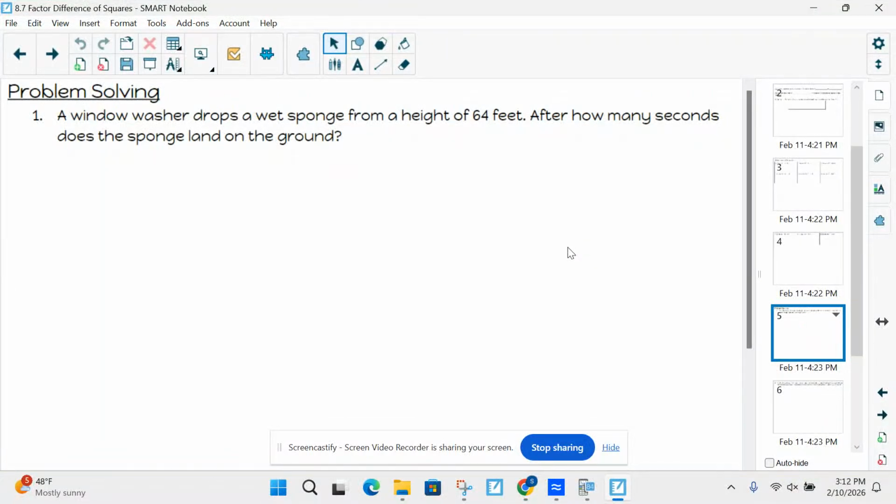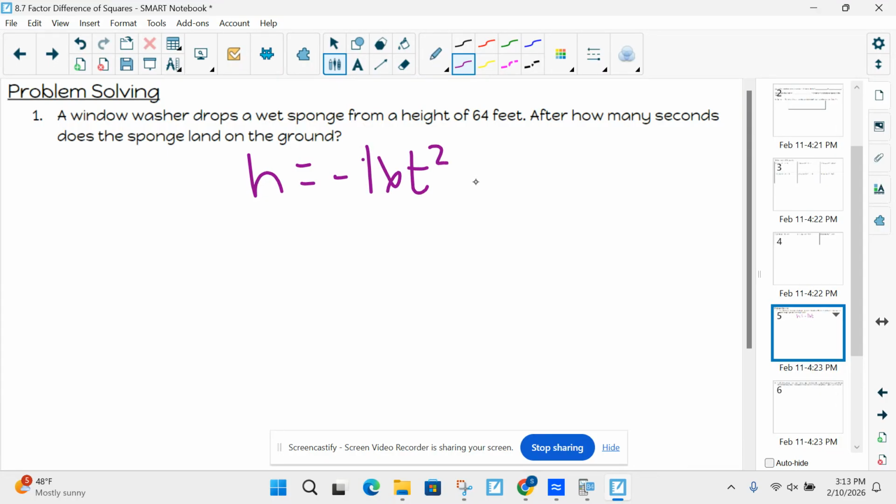So this problem says a window washer drops a wet sponge from a height of 64 feet. After how many seconds does the sponge land on the ground? So we are going to take our vertical motion equation, h equals negative 16 t squared plus vt plus s.